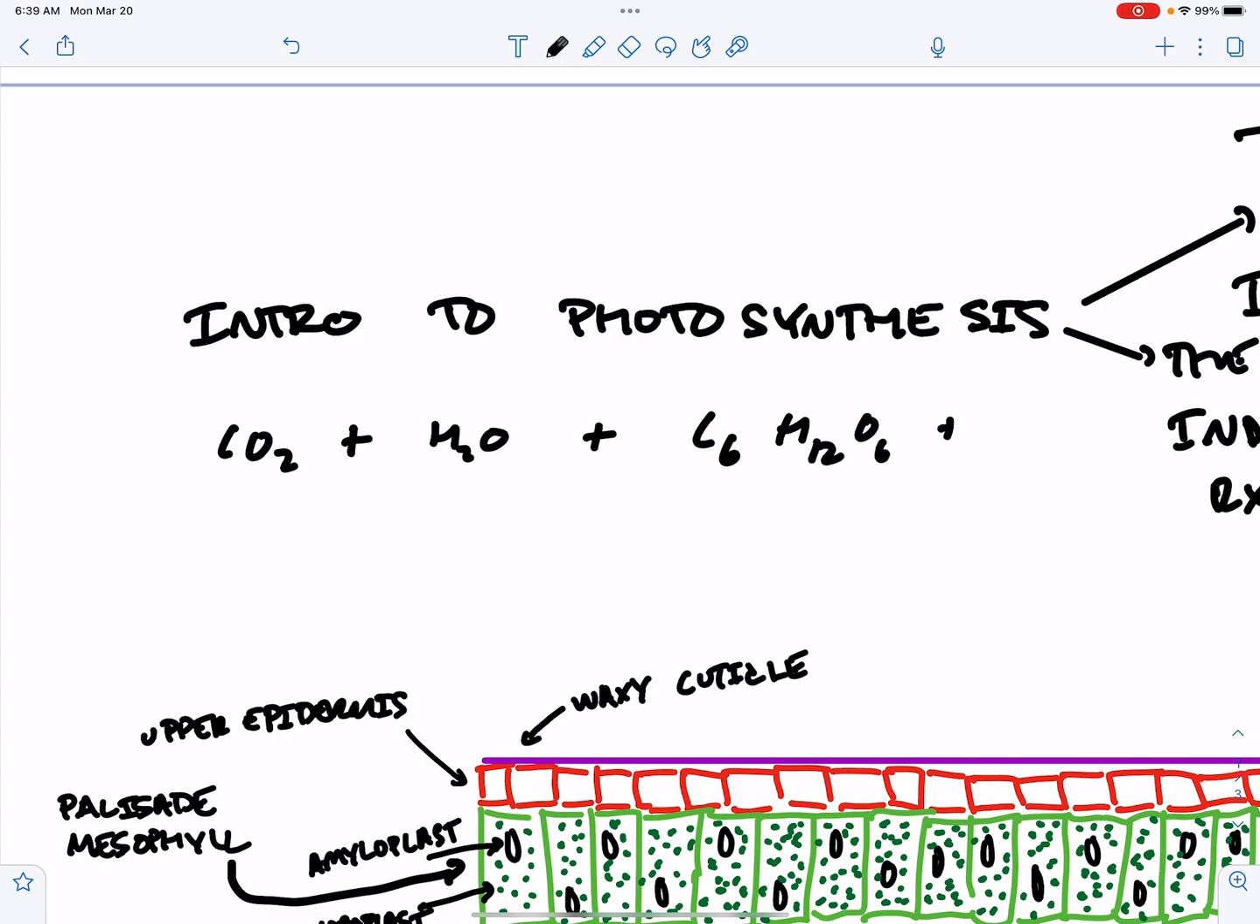Okay, the overall chemical reaction for photosynthesis is CO2 plus H2O plus energy, arrow, C6H12O6, which is glucose, plus oxygen.